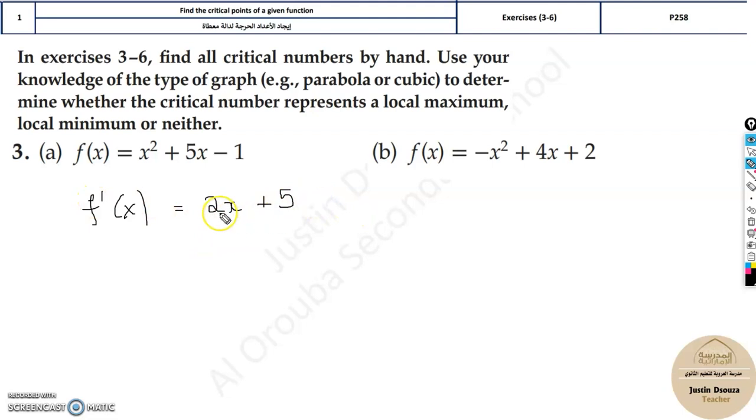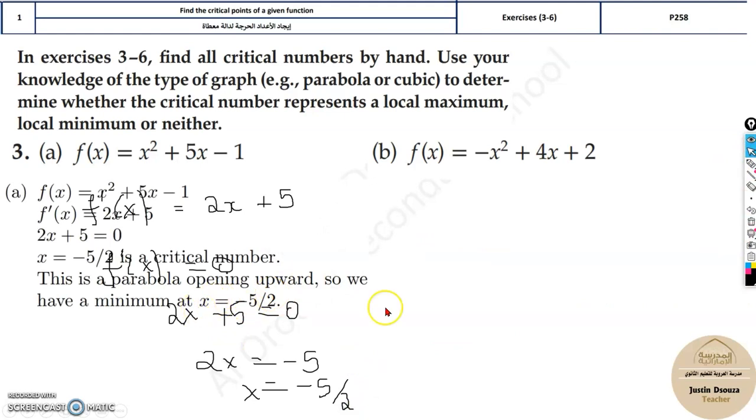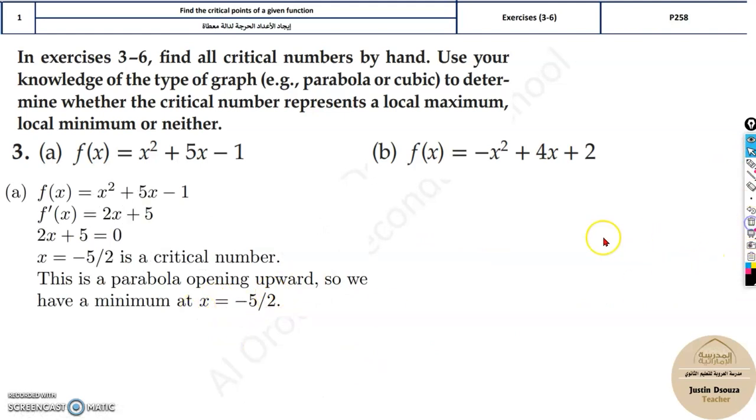Now what you need to do is equate this: f dash of x equal to 0. That means 2x plus 5 equals 0, and the answer would be 2x equals minus 5, x equals negative 5 by 2, or negative 2.5. So this is the answer over here. So that is the critical number, but they have also asked a few other things over here.